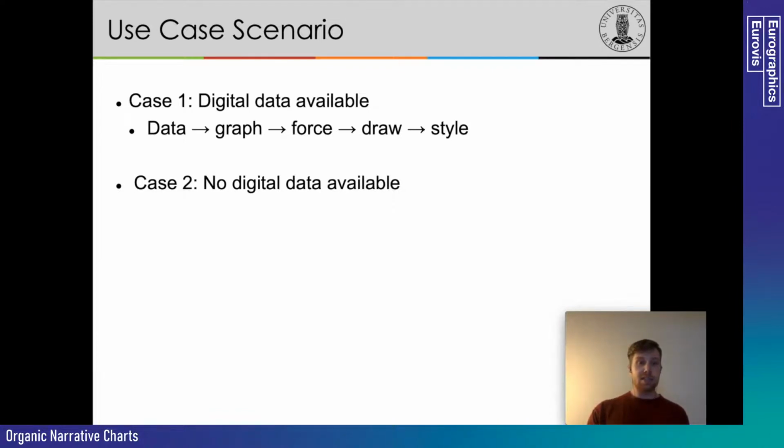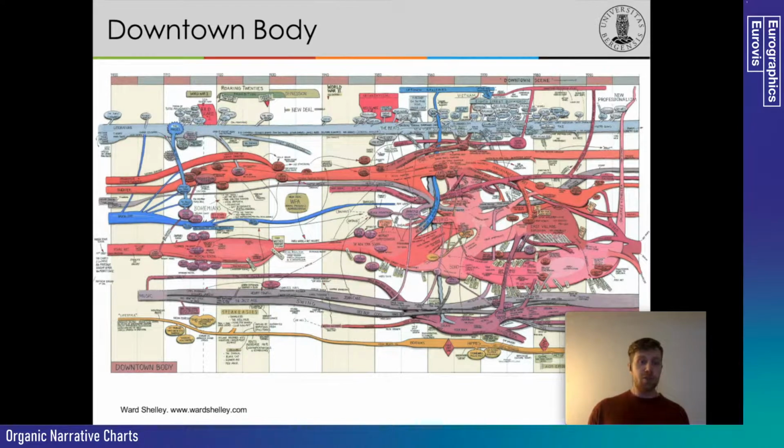So let us look at this example. This is one of Ward Shelley's works, called Downtown Body, and it shows how art-related topics evolve over time. If I am an artist and I imagine such a visualization, I want to create it, but it's very complex, it has a lot of elements. Also, if I'm a PhD student who has to recreate a digital copy of such a painting, I have the same problem. So we came up with several interactions that make the process of creating the data easier.